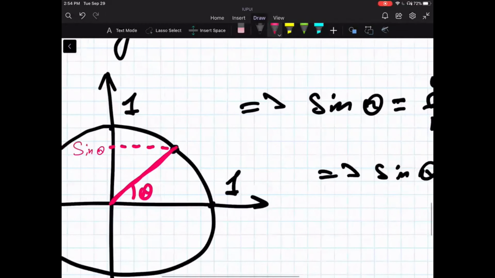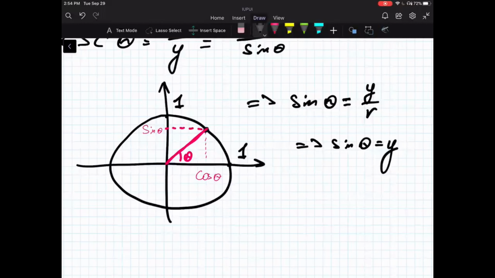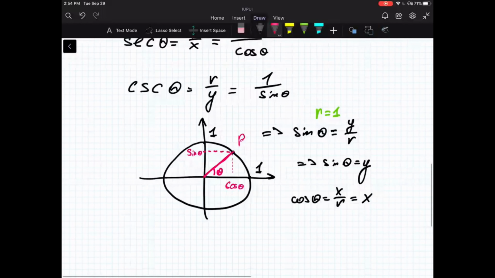And the same story happens with the cosine. Cosine of theta is x over r, the radius is 1, and that means that it's just the x coordinate of your point. So I think this is the best way, but here's the connection between the two definitions.